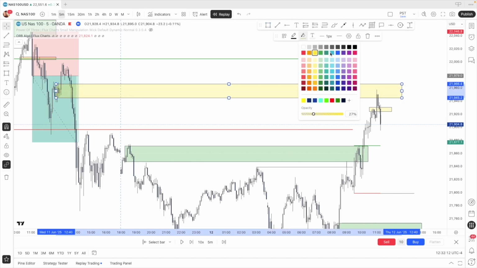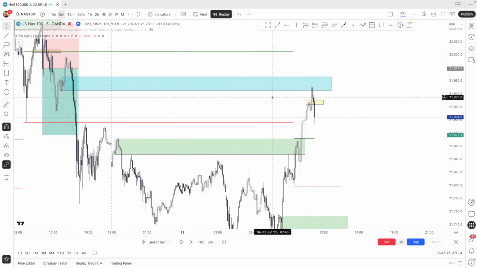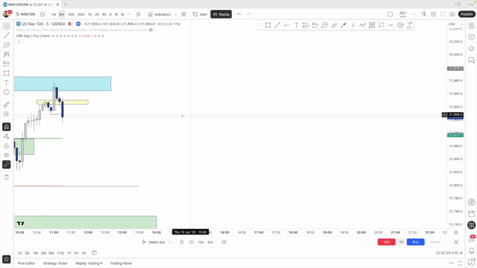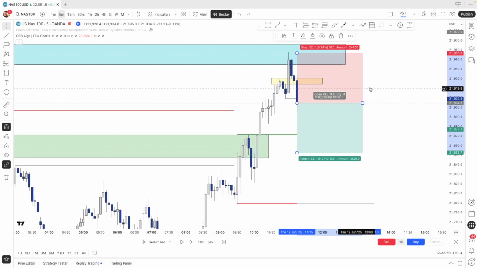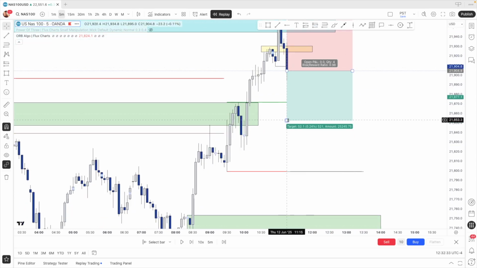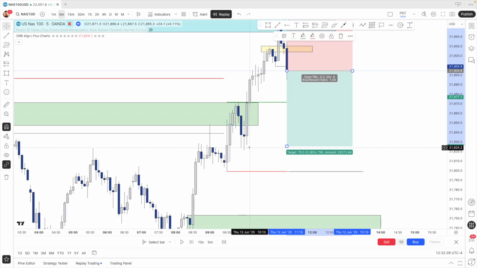Let's make this a different color. So this is a breaker block. Price reacted from it. We have liquidity that's been taken. We have a market structure shift right over here. And we closed below. So let's enter our trade and we can put our stops right over here. And let's target a fixed 1 to 2 risk to reward trade. This overlaps with these lows.